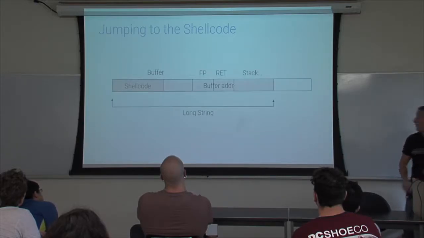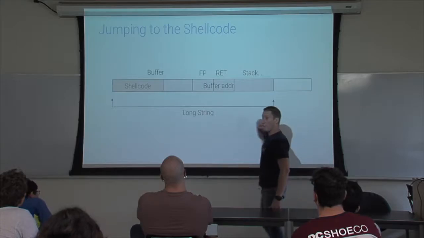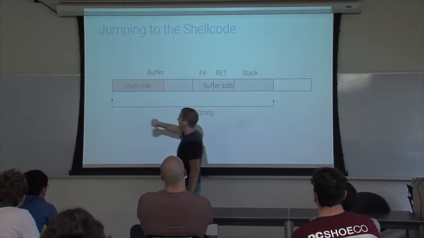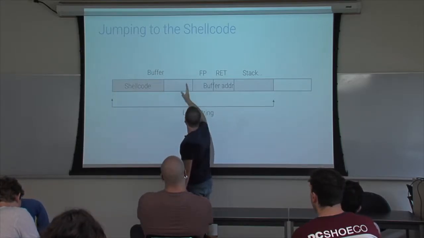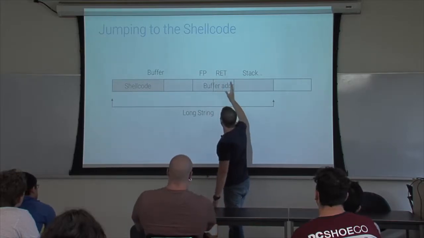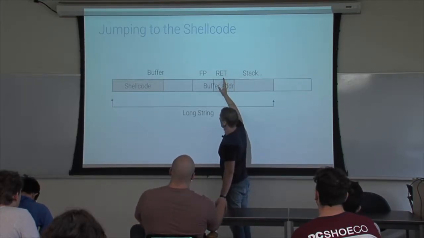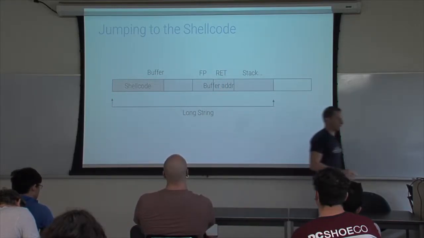So more graphically, if this is the buffer that you're overflowing from left to right, Lucas, is that okay? First you have the shellcode, and then you have repeatedly the address of the shellcode, so that when you actually overflow the return address and you actually return, you would jump to the shellcode.